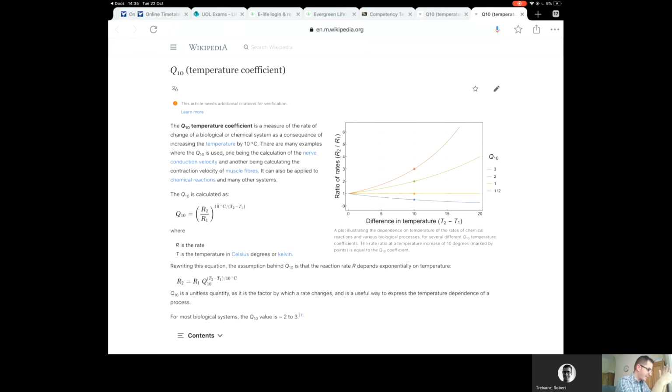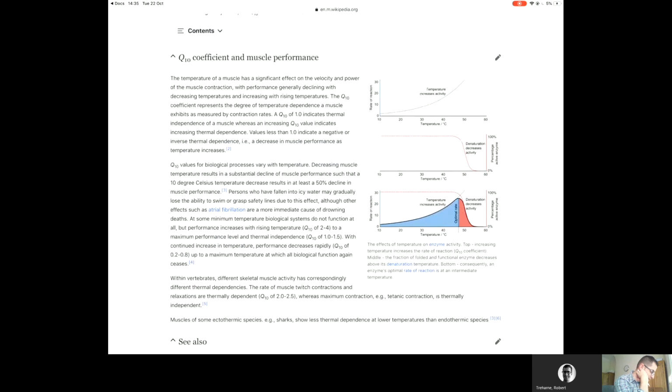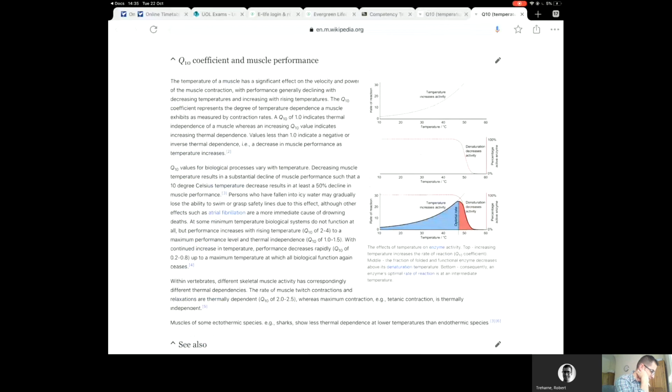Okay, it's essentially a coefficient that describes the measure of the rate of change of a biological or chemical system as a consequence of increasing the temperature by 10 degrees. So an example of that would be respiration rates. What else have we got? Or it could be a reaction rate. There's some stuff on muscle performance. So it's a useful coefficient that describes how one thing responds to a temperature change. Okay.